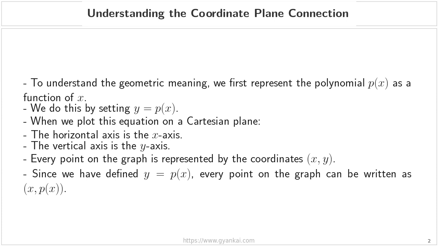Now that we've recalled the algebraic definition of a zero from our previous discussion, let's move into the second slide to bridge the gap between algebra and geometry. This setup is crucial because, as we will see in the next slide, it allows us to identify exactly what happens when that y value reaches 0.